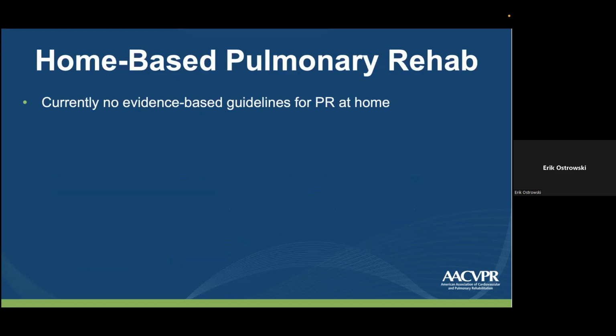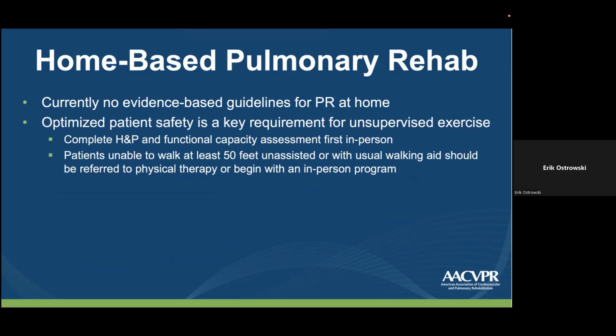A note about home-based pulmonary rehab. So currently there's no evidence-based guidelines for pulmonary rehab at home. There is certainly a lot more research coming out advocating and demonstrating the efficacy of home-based pulmonary rehab, or even hybrid rehab programs that are partially center-based, partially home-based. But even though that research is coming out, there aren't consistent evidence-based guidelines for how to conduct pulmonary rehab at home.